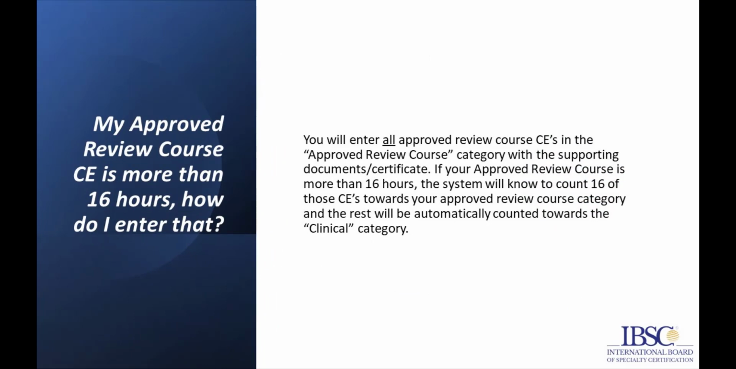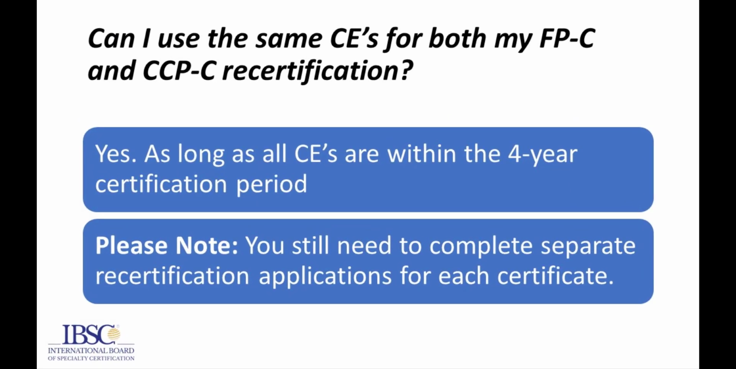FAQ number 3 is my approved review course CE is more than the 16 hours. Well, how do I enter that? Well, you'll enter all approved review course CEs in the approved review course category with the supporting documents or certificate, just like we talked about before. If your approved review course is more than 16 hours, the good news is this, the system knows to count 16 of those hours towards your approved review course category, and the rest will automatically be counted towards your clinical category. Pretty cool.